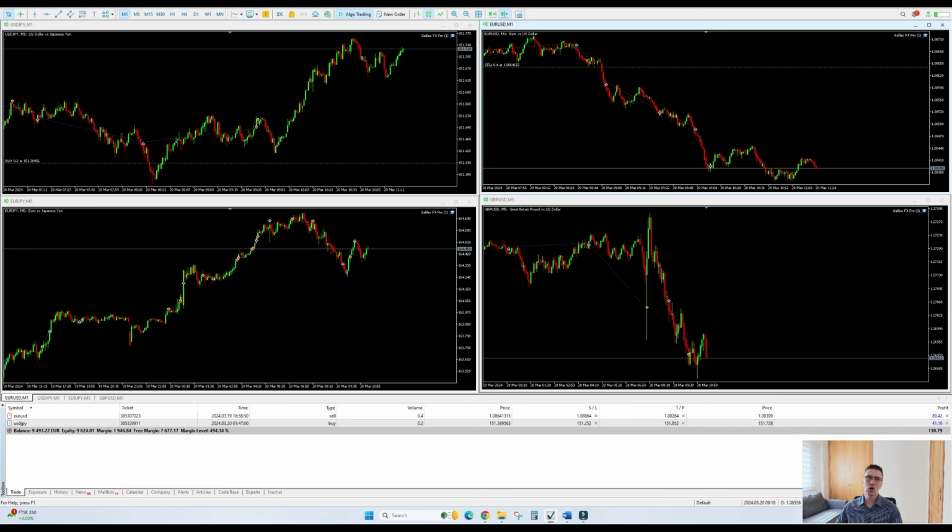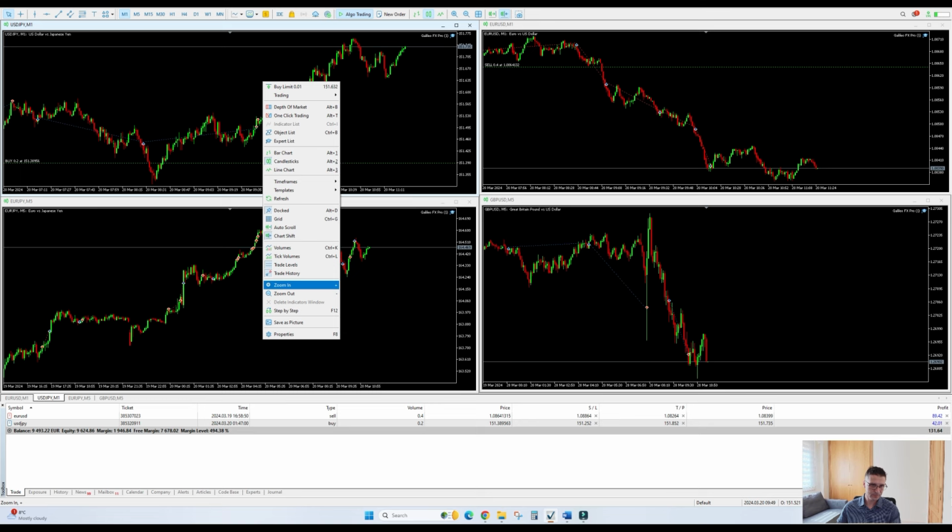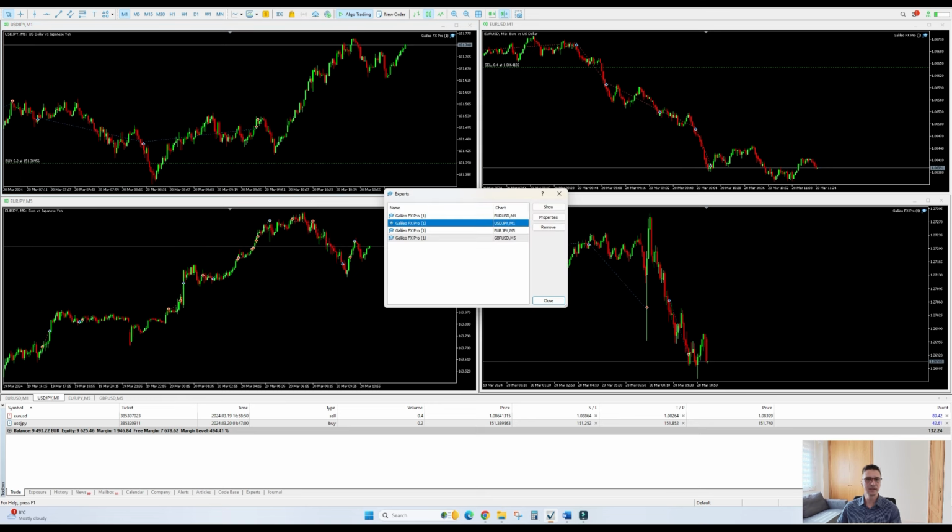Now, if you go and right click after you apply the EA on any chart, so first you have to open a chart, and then to apply the EA on a chart, you simply find the EA on the Navigator tab, and you click and drag it on the chart. And when you do that, then on the expert list here, you will find the Galileo.